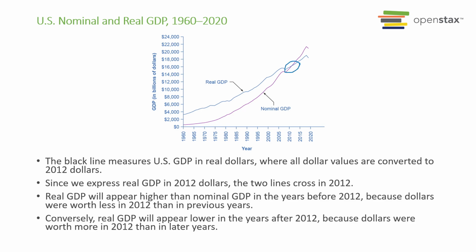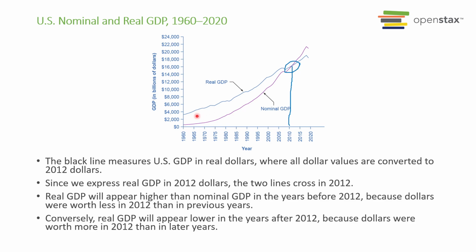And why does it cross over there? Well, the question is, what year is this? So this looks like it is in the year 2010 or so. So it must be the case that 2010, or somewhere around there, is the base year. And as we can see here, it says the black line measures U.S. GDP in real dollars, where all dollar values are converted to 2012 dollars. Okay. So I was a little bit off. So 2012 is the base year.